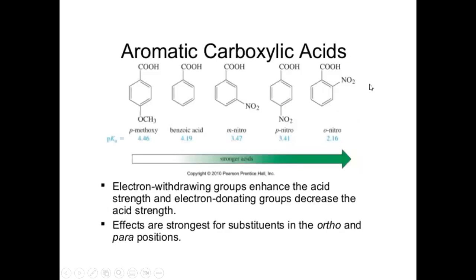Right. And then the aromatic carboxylic acids. So electron-withdrawing groups will enhance the acidity. So you see from methoxy to benzoic acid to nitro, to meta, to para-nitro, to ortho, it is increasing, right? It becomes a very strong acid, stronger in acid strength, and electron-donating groups will decrease the acid strength. The acid strength effects are strongest for substituents in the ortho and para positions. Okay.